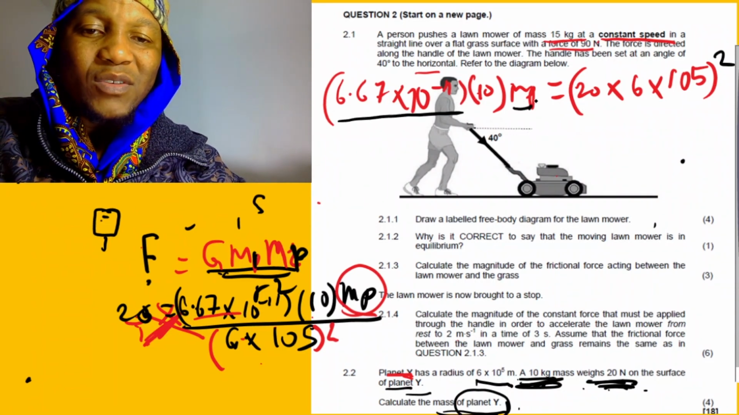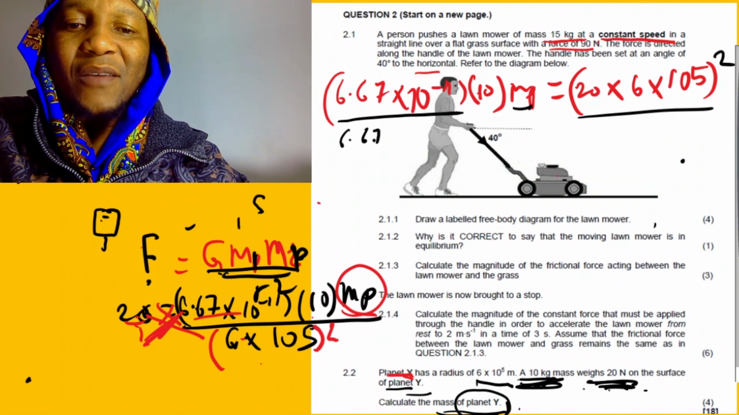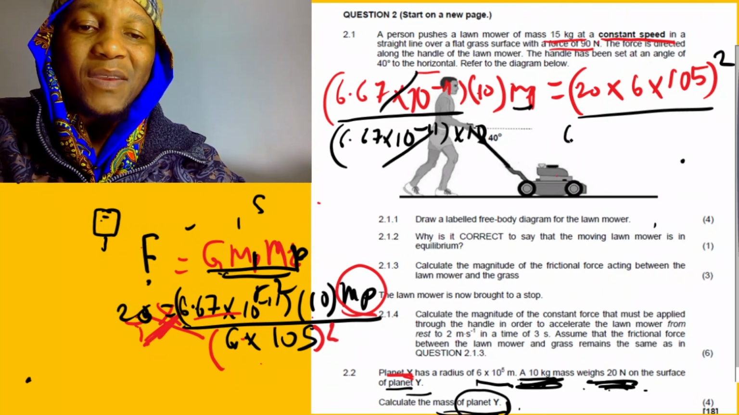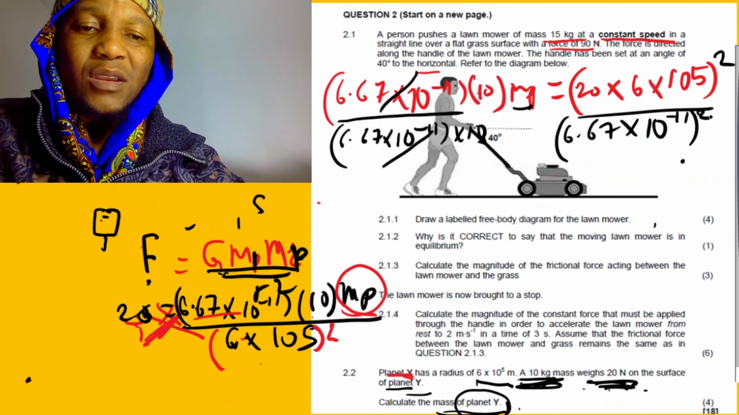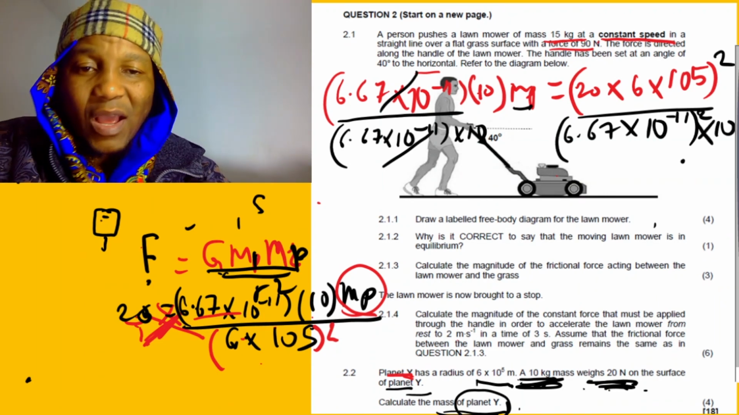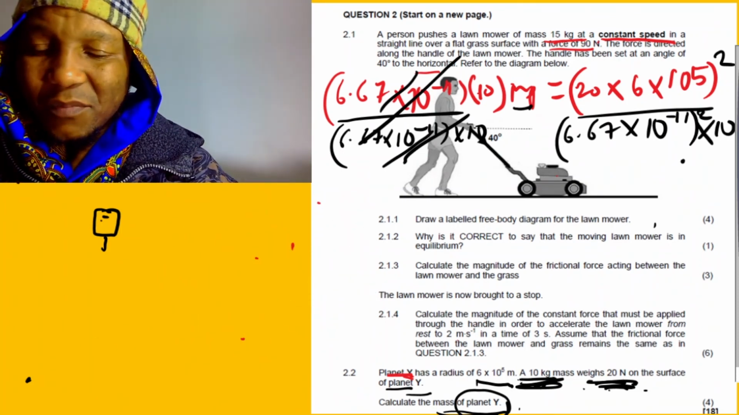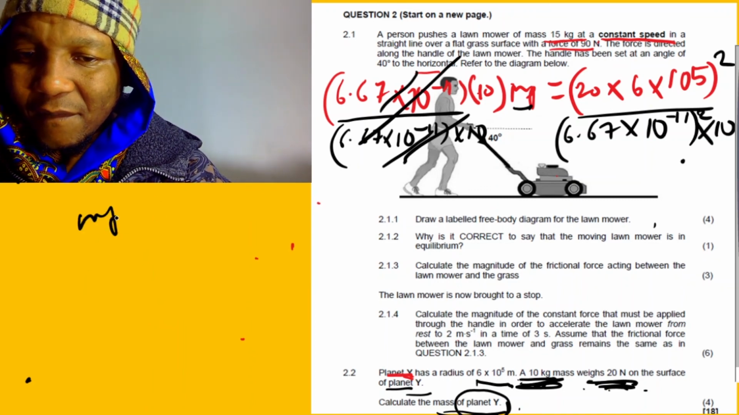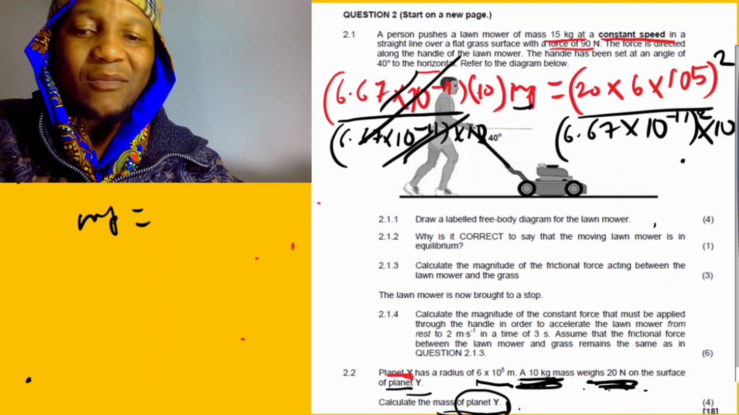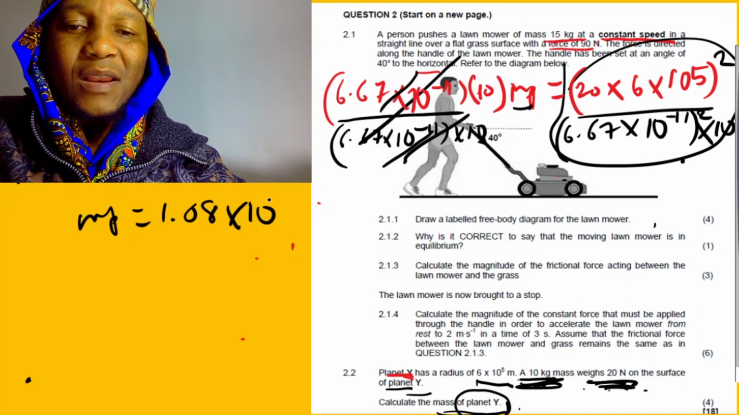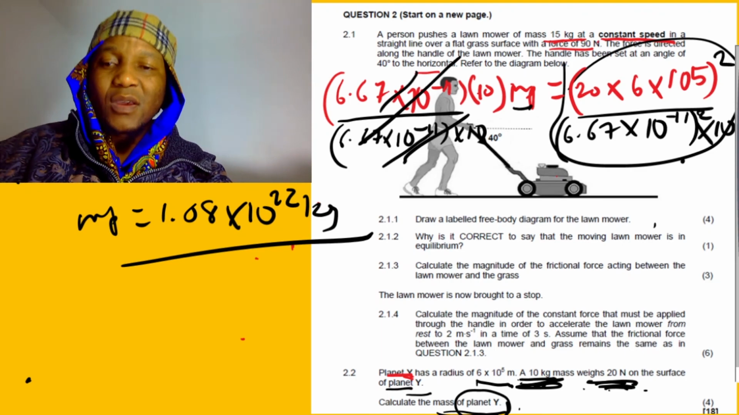So we want to get the mass of the planet. So what we're going to do, we're going to divide both sides by 6.67 times 10 power negative 11 times 10 on the left, and here also you divide by the same thing, 6.67 times 10 power negative 11 times 10. So now this and this cancel. So now we're left with mass of the planet equal to, plug in the calculator. If you plug in the calculator, everything, take this all divide, and this is going to give us 1.08 times 10 to the 22 kilogram. See, so that's how you do this question.